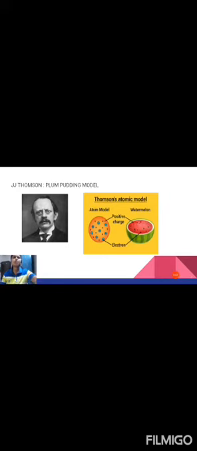Next comes Ernest Rutherford. Ernest Rutherford is a New Zealand physicist. In 1911, he and his colleagues did an experiment called metal foil and alpha particle bombardment. In this, they used gold foil. As the metal foil they used gold, which is more ductile in nature and can be made into a thin sheet, and positively charged alpha particles.